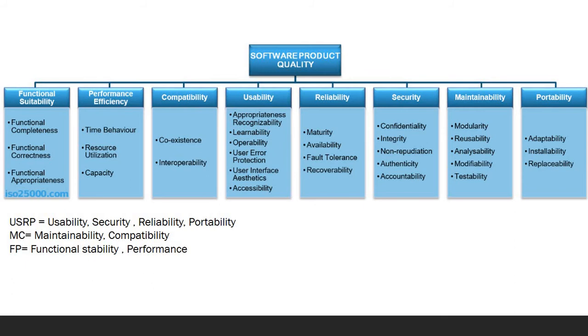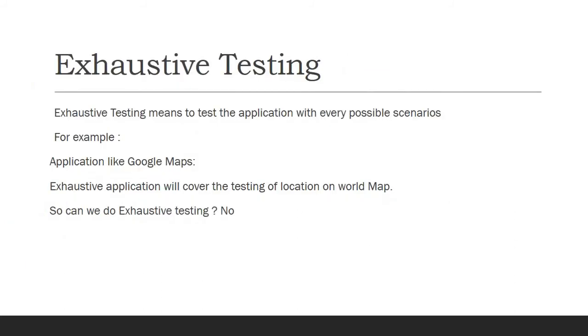That is USRP MC FP. The U stands for usability, S stands for security, R stands for reusability, P stands for portability, MC stands for maintainability and compatibility, and FP stands for functionality and performance efficiency.